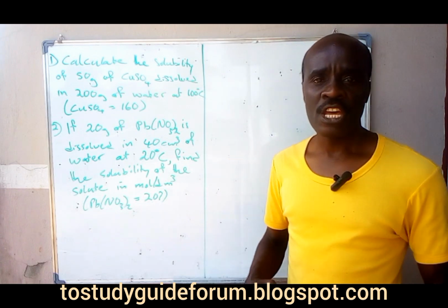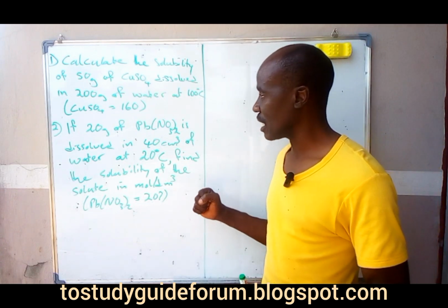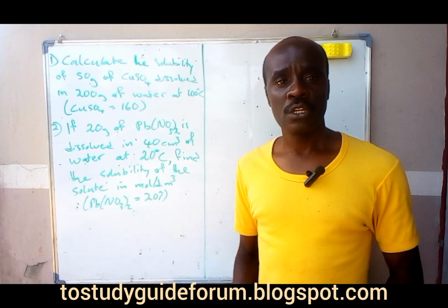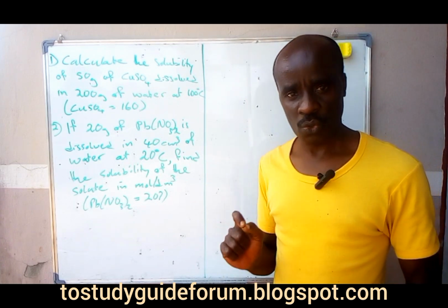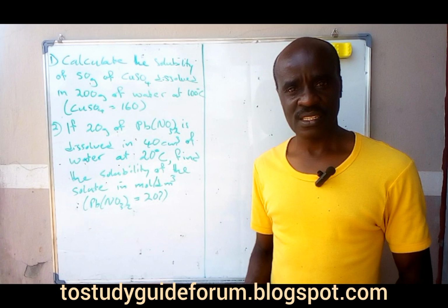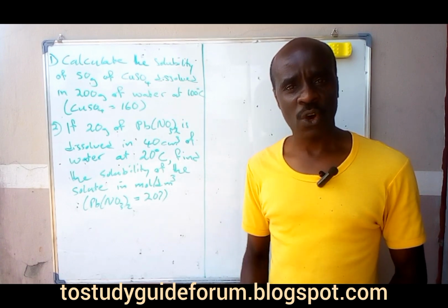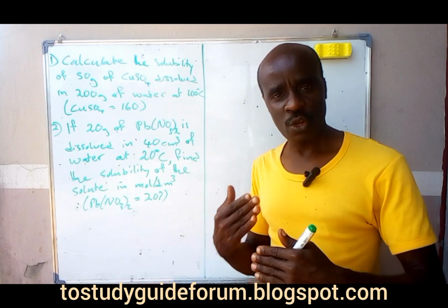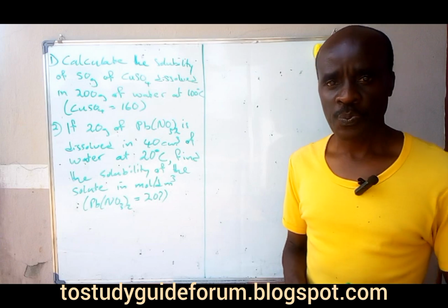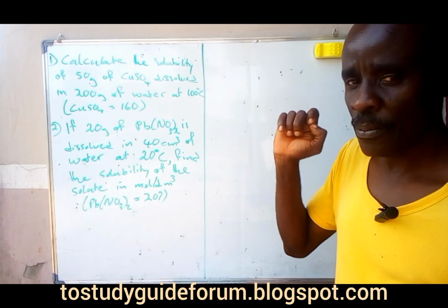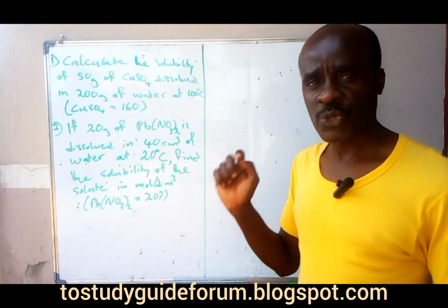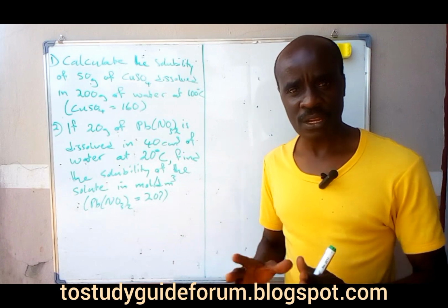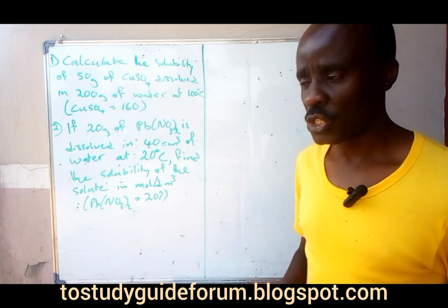The calculation we have here relates to solubility. We know that the solubility of any substance or solute is the amount of that solute that will saturate 1 dm cube of a solvent at that particular temperature. The temperature is very important because solubility varies depending on temperature. So the amount, whether in mole or in grams, that will saturate 1 dm cube or 1000 cm cube of a solvent at that temperature gives us the solubility of that substance.